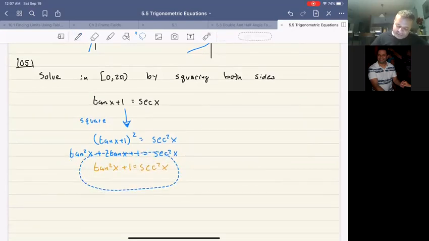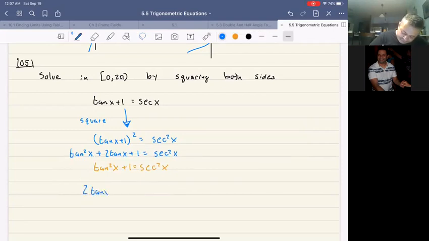So putting that in, we're going to get 2 tan x equals 0, or tan x equals 0. But when does tan x equal 0? At 0, is this supposed to be? Yeah, 0 to 2 pi. So tan x equals 0 at x equals 0, x equals pi.